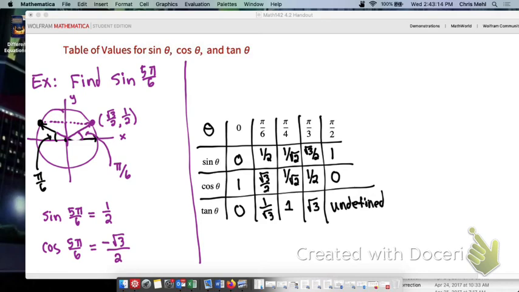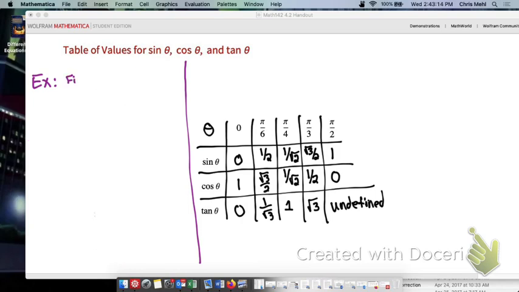Okay, so how about I give you one more example? What if I say find cosine of negative 7 pi over 4? There's a couple different ways to do this. Actually, let me make this a little more interesting. Let me say minus 13 pi over 4. So there's now a couple ways to do this.